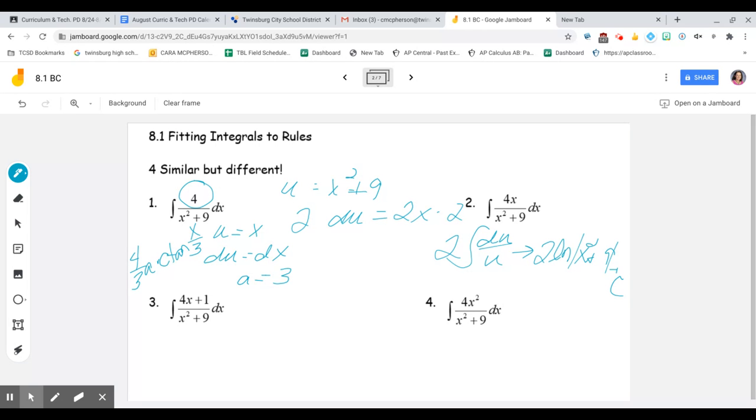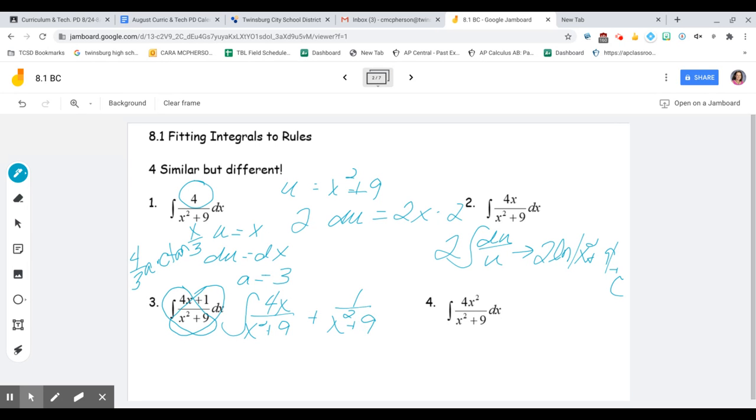It's got the 4x on top, but it also has a constant on top. So this is another strategy. This is a pretzel problem. So we're going to split this up into 2 pieces of the pretzel, where one piece is going to be what we just did, 4x over x squared plus 9, and the other piece is going to be 1 over x squared plus 9, which is going to be like the one above it.